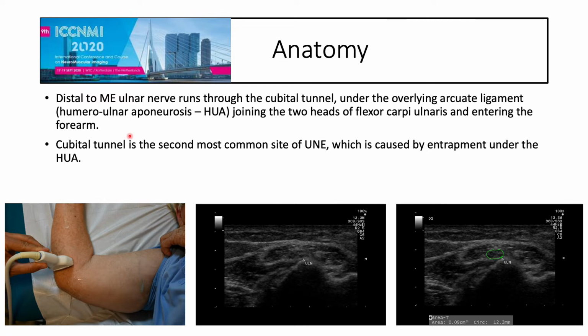Distal to the medial epicondyle, the ulnar nerve runs into the cubital tunnel under the overlying arcuate ligament, the so-called humero-ulnar aponeurosis, that is joining the 2 heads of flexor carpi ulnaris and entering the forearm. The cubital tunnel is the second most common site of ulnar neuropathy at the elbow, which is caused by entrapment under the humero-ulnar aponeurosis.